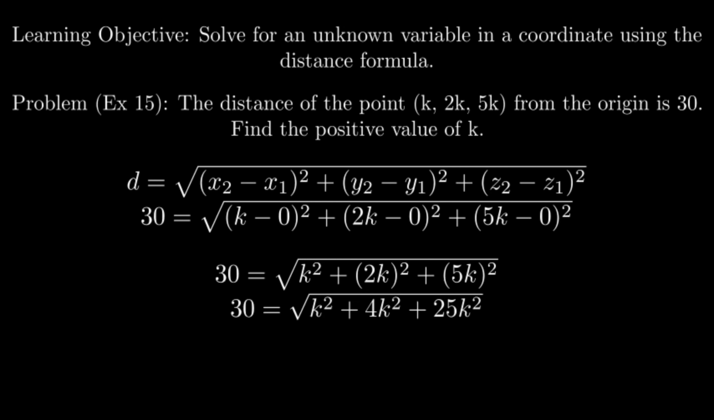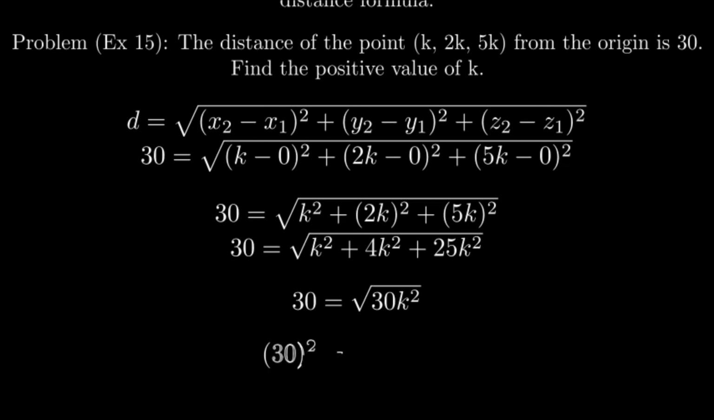This simplifies to 30 equals the square root of k squared plus 4k squared plus 25k squared. Be careful to square both the number and the variable in terms like 2k. We can combine the terms inside the square root. Adding them up, we get 30 equals the square root of 30k squared. How do we solve for k now? We need to get rid of the square root. We can do this by squaring both sides of the equation. Squaring both sides gives us 30 squared, which is 900 on the left, and simply 30k squared on the right.